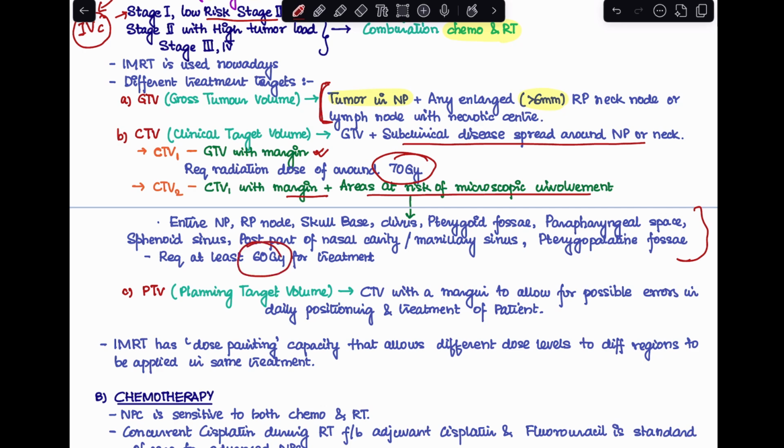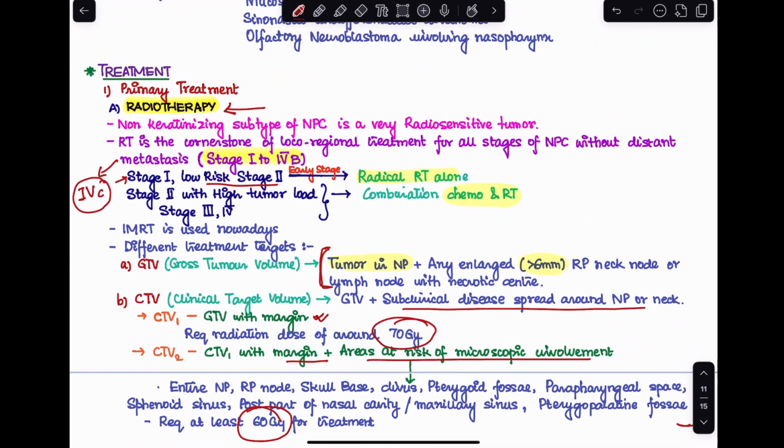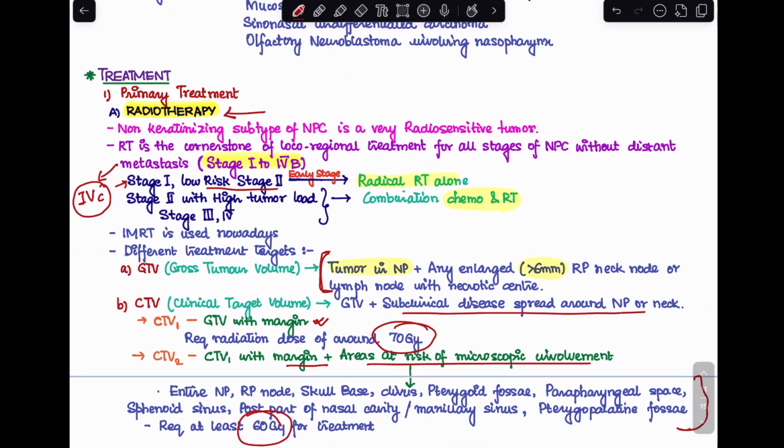And the third volume over here is the planning target volume, which is clinical target volume along with a margin to allow for any possible error that can happen because of the daily positioning and treatment of the patient. So these are 3 volumes that you should remember in relation to radiotherapy as a treatment for nasopharyngeal carcinoma.